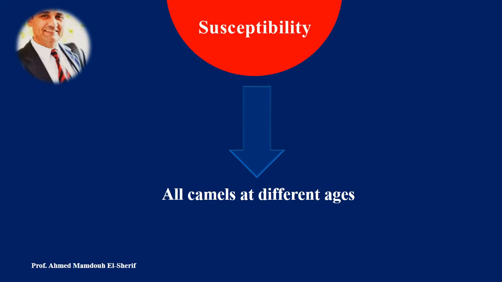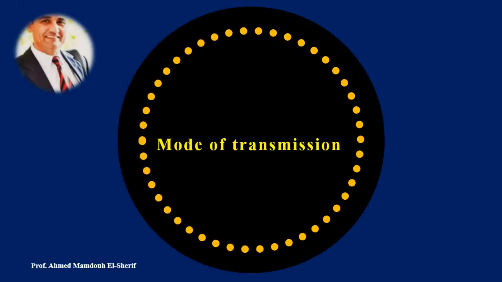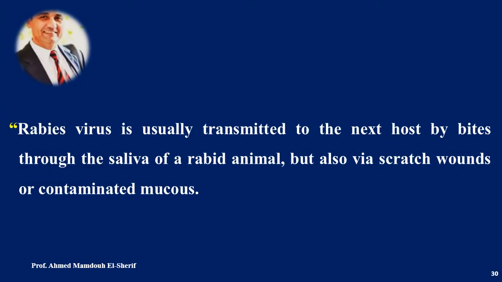All camels at different ages are susceptible to rabies disease. Source of infection to rabies disease includes infected dogs and infected jackals. Mode of transmission to rabies disease. Rabies virus is usually transmitted to the next host by bites through the saliva of a rabid animal, but also via scratch wounds of contaminated mucus.